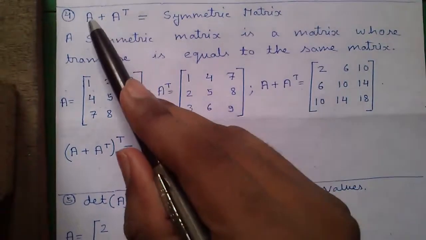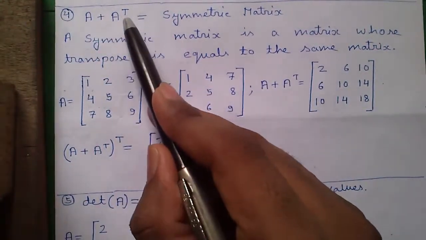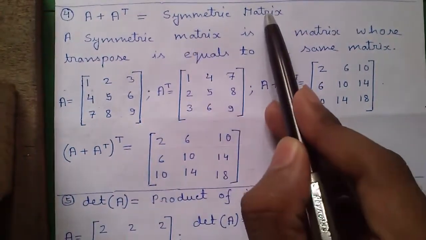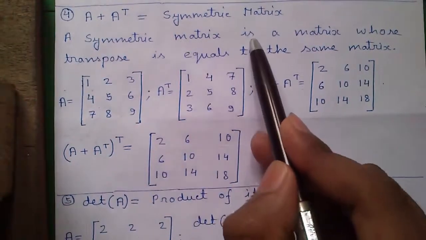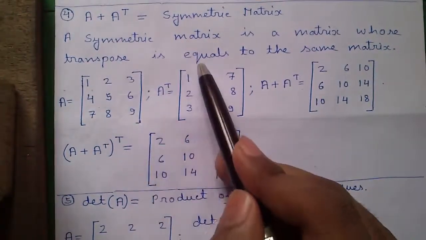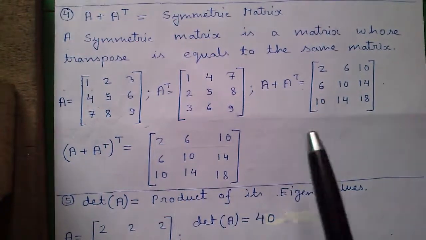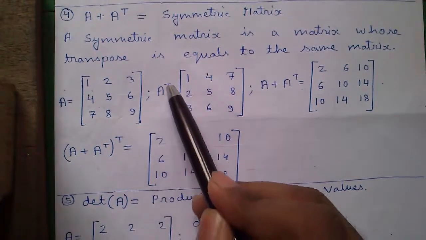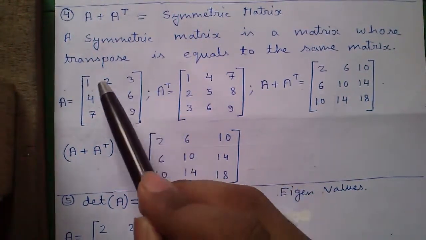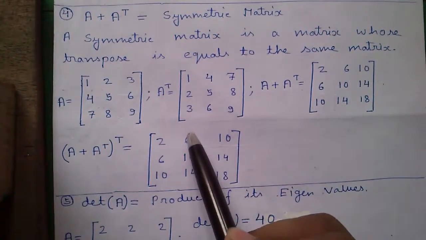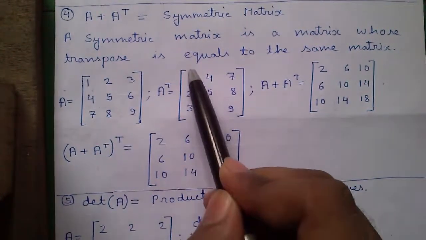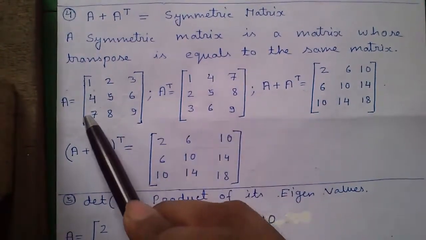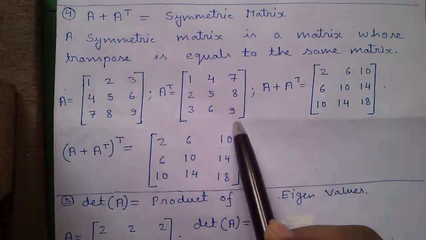Property number 4. A plus AT, or matrix A plus transpose of matrix A, equals to a symmetric matrix. A symmetric matrix is a matrix whose transpose is equal to the matrix itself. For example, if matrix A is this matrix, the transpose of matrix A will be all the rows written as columns. That means 1, 2, 3 is written as vertical, 1, 2, 3. 4, 5, 6 horizontal written as vertical, 4, 5, 6. 7, 8, 9 written as vertical, 7, 8, 9.